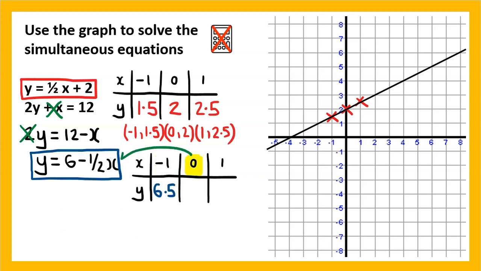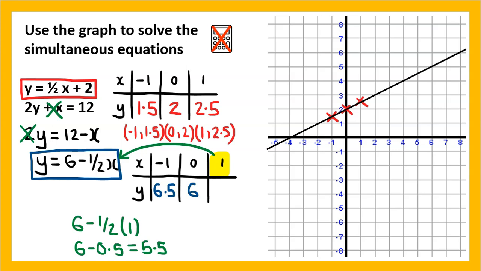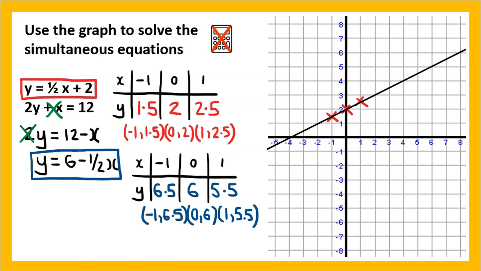Next, substitute in 0. Nice and easy. Anything multiplied by 0 will be 0. So 6 take away 0 is 6. And lastly, x is equal to 1. So 6 take away half of 1. 6 take away 0.5 is 5.5. Find the coordinates and then plot the coordinates. Once plotted, connect with a straight line and look for where the lines intersect, which is here.